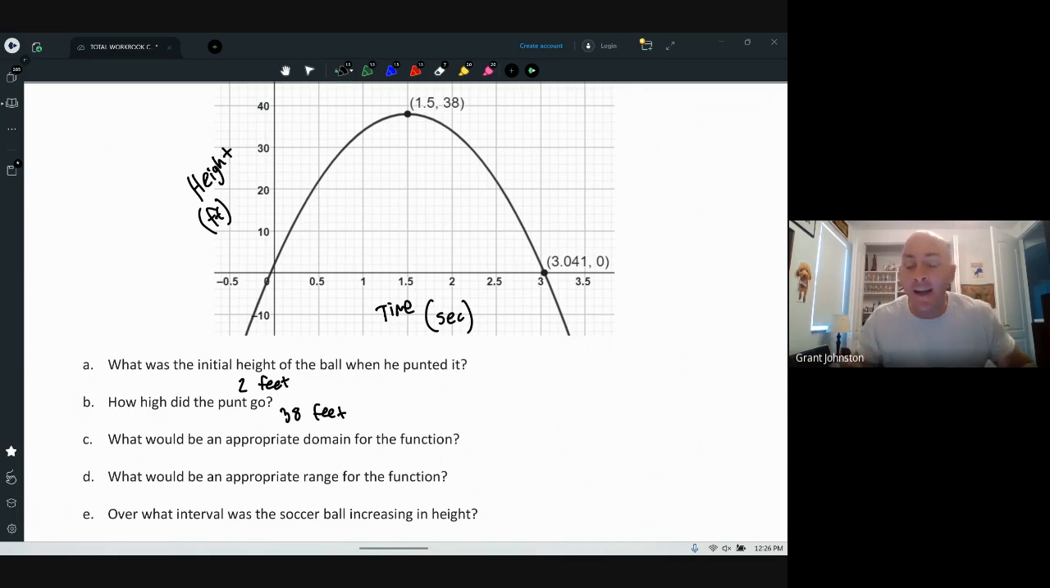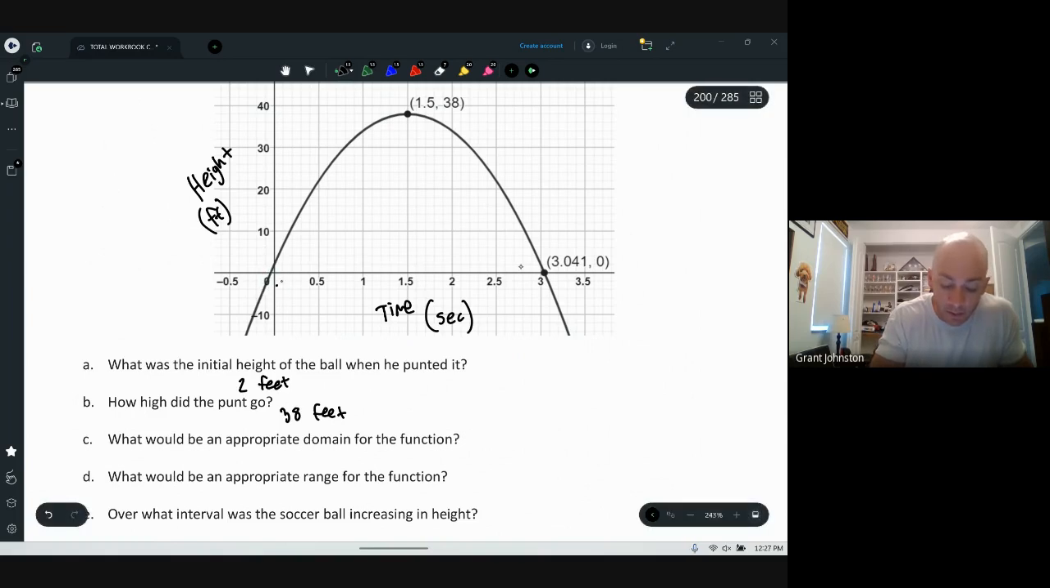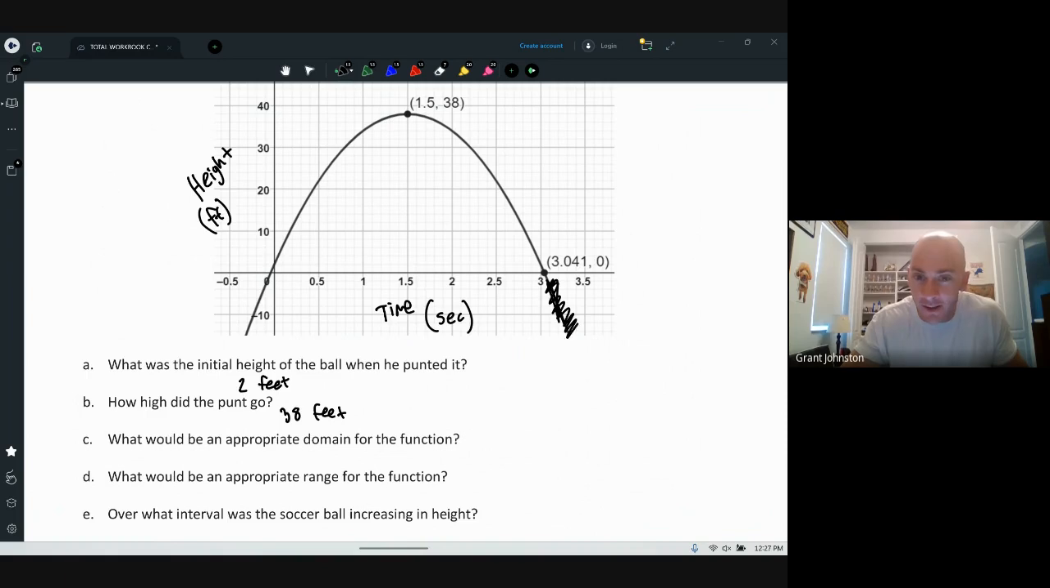a negative time. This axis is time. You can't say negative infinity seconds. It's not all real numbers. You can't have negative seconds. So we would start at 0, because that's when he kicked it, at 0. We would start at 0, and then it wouldn't go through the ground either, the ball, right? It stops here. It stops there.